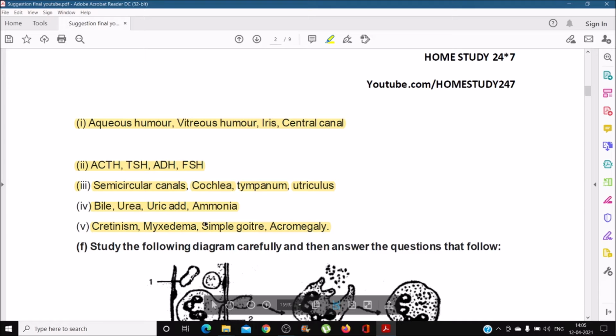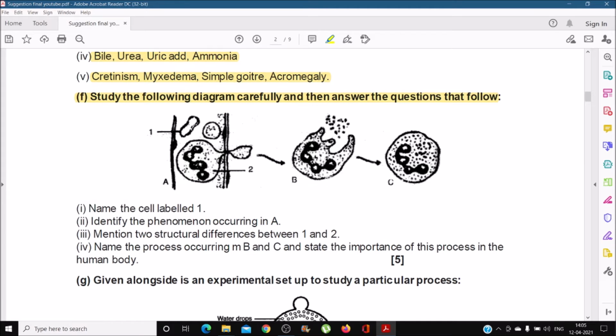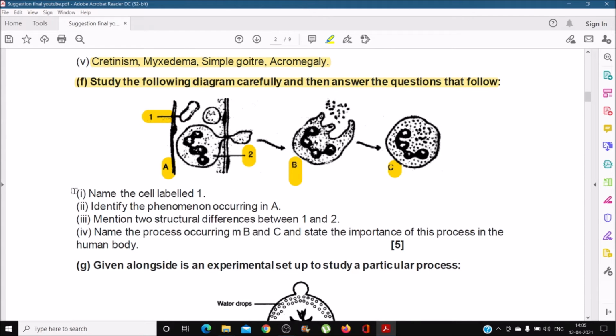Part F. Study the following diagram carefully and then answer the questions that follow. This is a tree diagram with A, B, C, and cells 1 and 2. Name the cell labeled 1.